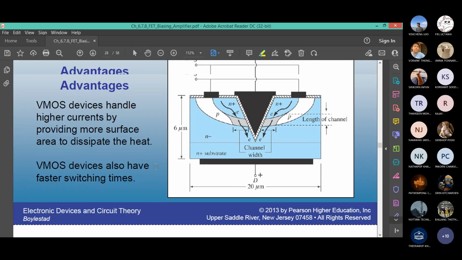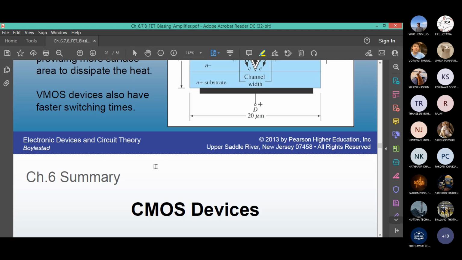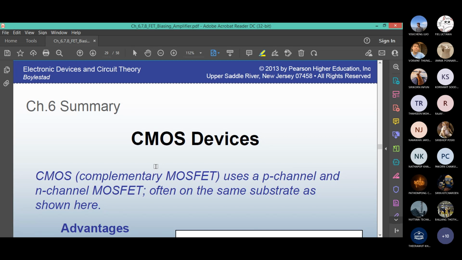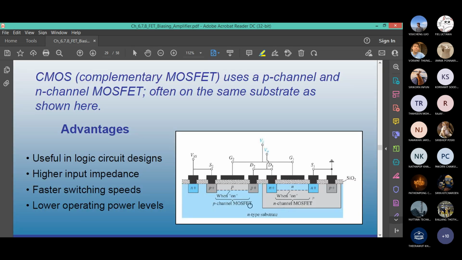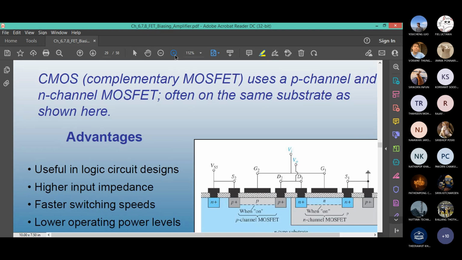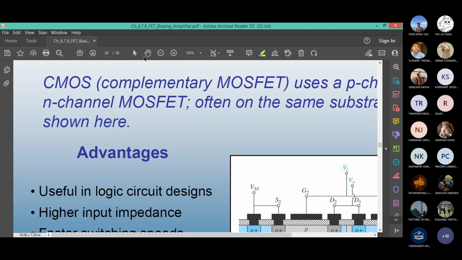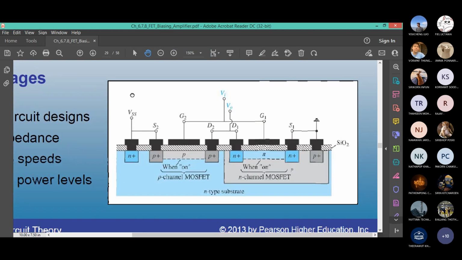Switching time is faster than the regular MOSFET for BMOS. Then there's another one, complementary MOSFET, CMOS. This one uses a P channel and an N channel in combination. But the peculiar thing about this one is that it is often on the same substrate. The whole rectangle is the base structure.